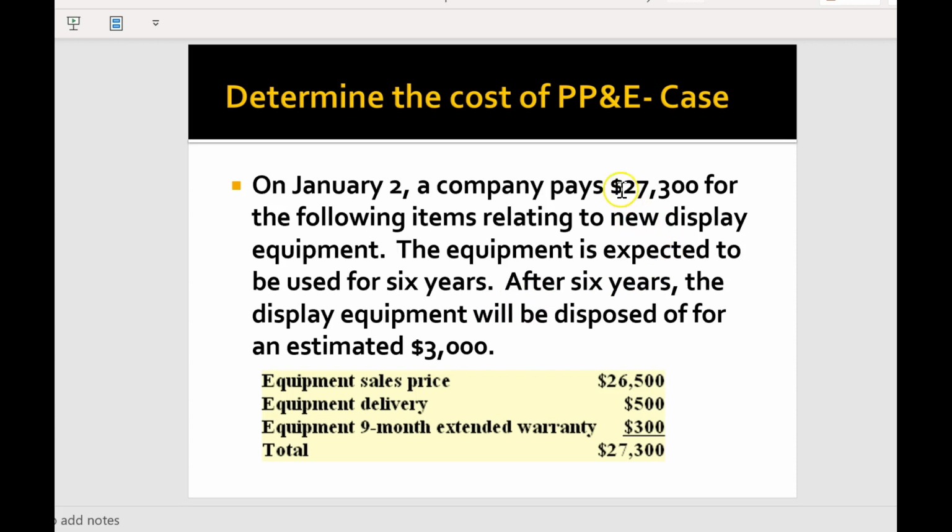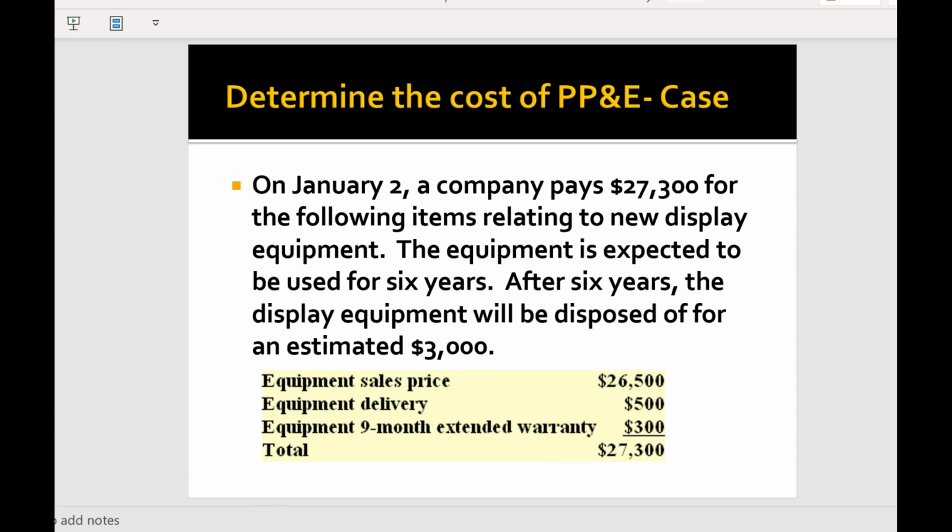A firm paid $27,300 for an equipment. It's a display equipment. The $27,300 includes the sales price of the equipment, the delivery of the equipment, and the warranty of the equipment. Okay, now you ask yourself, are those all the cost? Are all those items considered the cost of the equipment?